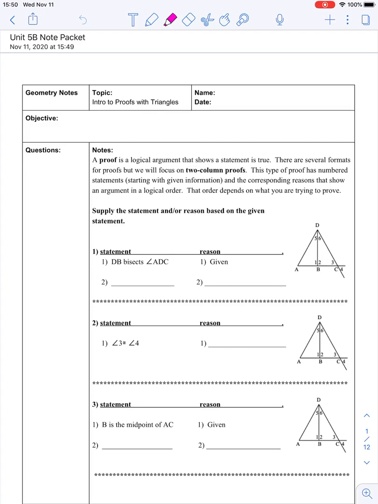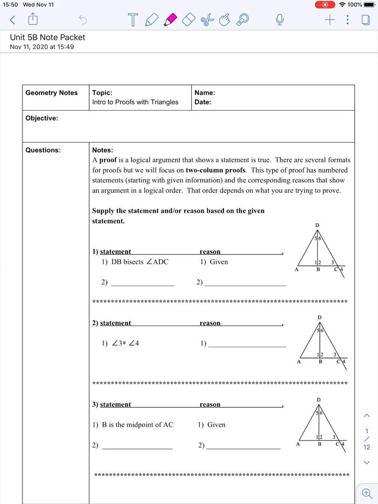So a proof is just a logical argument that proves a statement is true. So I have some given information and I just want to prove that something is true. And we're going to do these as 2-column proofs. In every 2-column proof, we have one column that has our statements and one column that has the reasons that go with them. So it's basically, what do I know and why do I know what I know? That's what we're trying to do. So we're just going to start really basic with some things about why we know what we know.